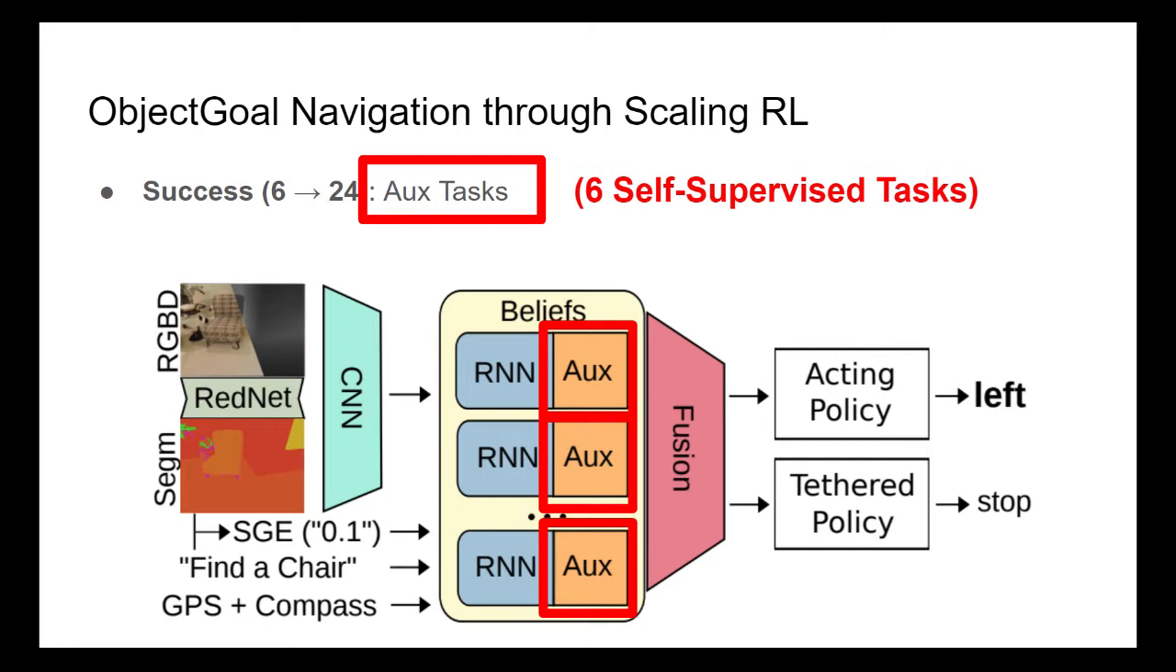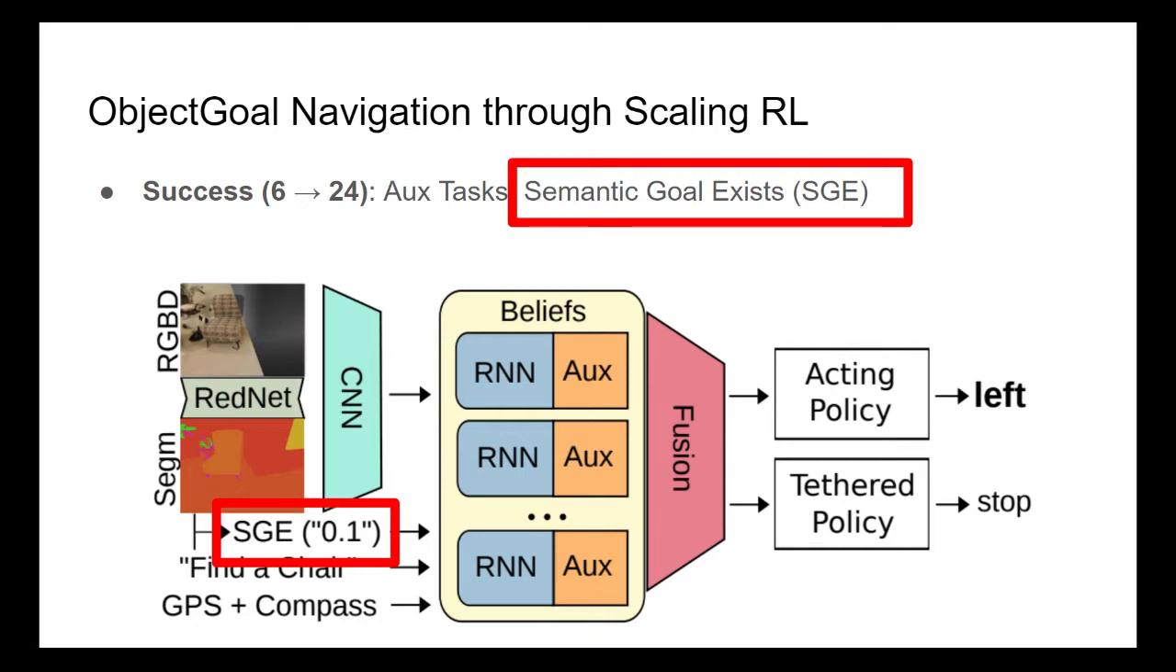Toward success, we use 6 distinct self-supervised auxiliary tasks. These tasks build environment and action models and thus improve sample efficiency. We also incorporate semantic features, both directly through semantic segmentation and through a semantic goal exists feature, which indicates how much of the frame is occupied by goal categories. In analytic policies, for example, similar features are used to explicitly decide when to navigate towards a sighted goal. Note that segmentation is taken from the ground truth dataset in training and inferred from RedNet models in evaluation.